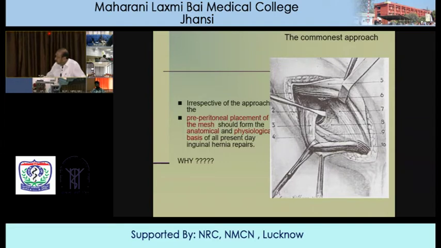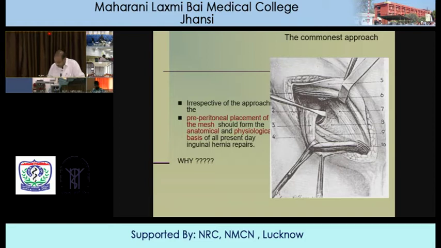Now, this posterior wall of the inguinal canal does not have any muscle in it. That's a potentially weak area. And what lies behind it? What lies behind it is the transversalis fascia. So, if you look at this spatula which is going behind, that is the proper area for placement of a mesh. That should be the anatomical position of the mesh, right? So, that is what is known as the preperitoneal placement of mesh.